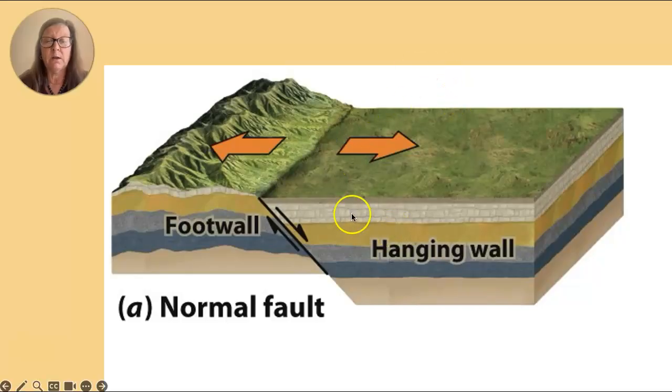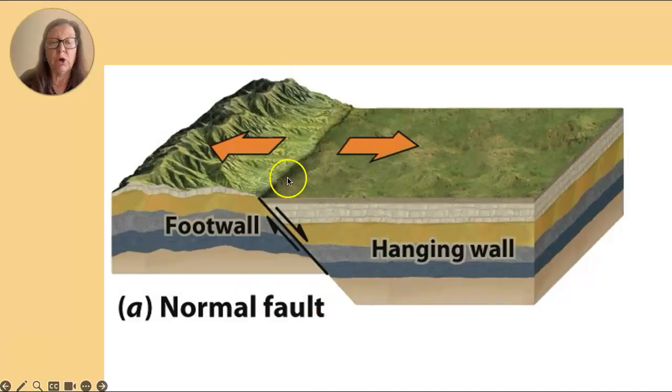The hanging wall goes down relative to the footwall. And again, you've got arrows showing this. Or you could look at this package of rocks, right? There's 4 layers here, and on the other side of the fault, they're all lower in elevation, right? They've gone down. And so this is a normal fault. Notice the arrows here, these are indicating tensional stress. So tensional stress causes normal faulting.